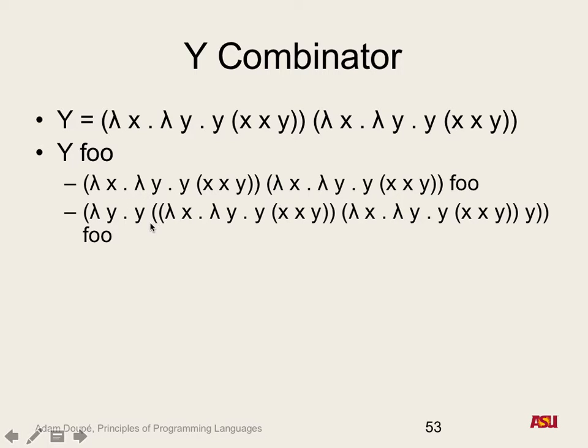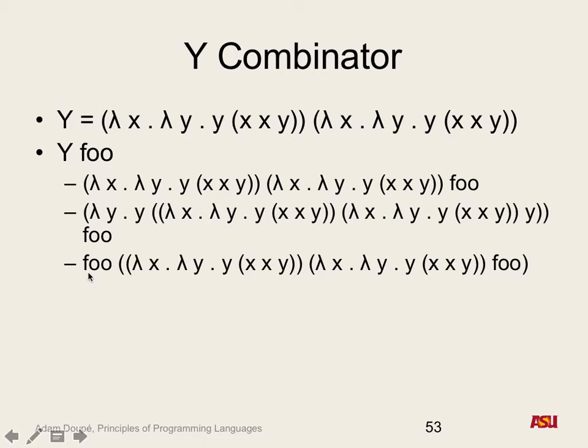So if we look just in this body, is this y free? No. By removing this part? Yes, this y will be free. What about this y? No, it's going to be bound here. Bound here, this y? No. Bound here, this y? No. Bound here, this y? Yes. So we are replacing with foo in two different places. So we will have foo, this thing, foo.